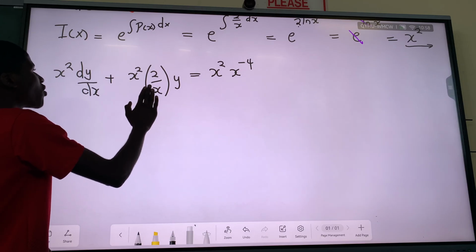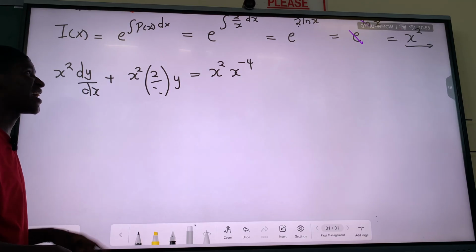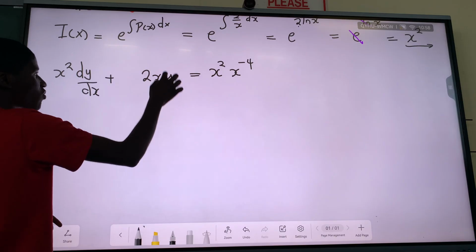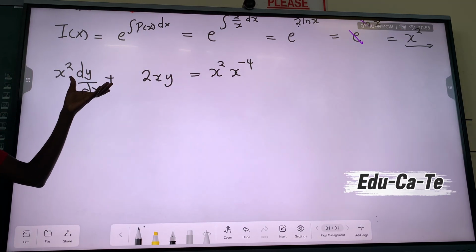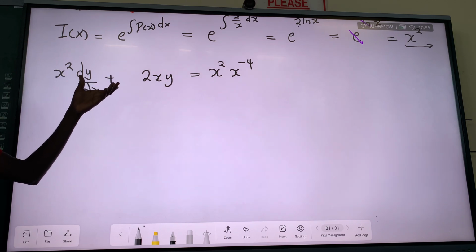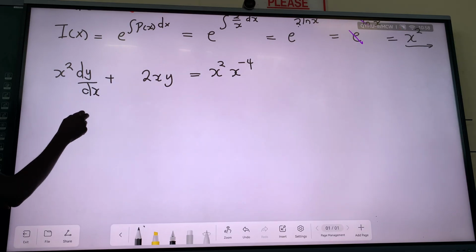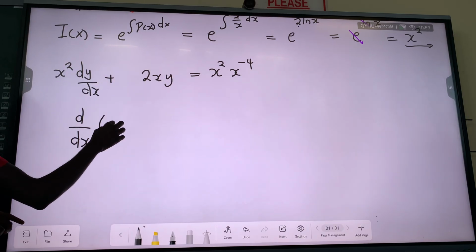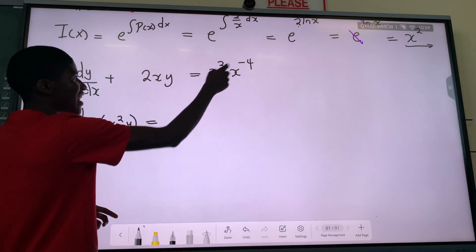They can cancel. So I can write and say this x can just cancel, leaving only x. So this is 2xy. So we are left with 2xy in simplified form. And this side is always a product rule expansion. It's either you see it or you don't, but it's always a product rule expansion. To express that in the compressed form d/dx, you take this x squared and multiply it with y. So you are done.